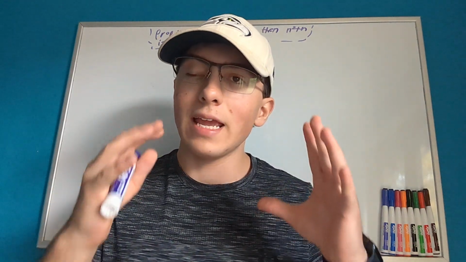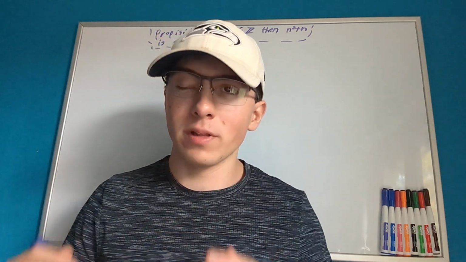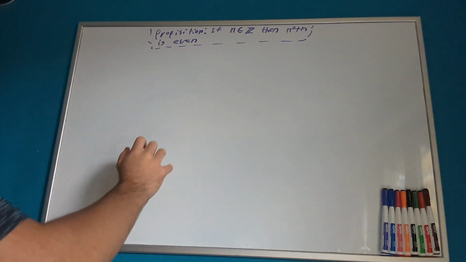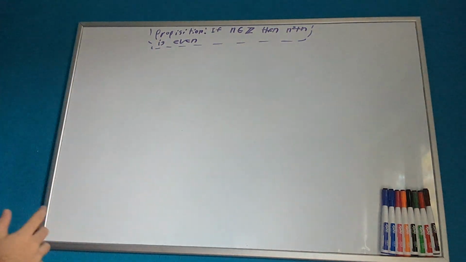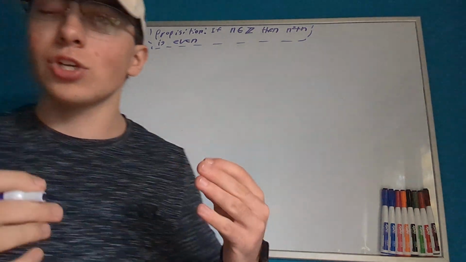Today, I want to talk about how to prove that an expression will always result in an even output when the input is any integer. So here we have our proposition. If n is inside the integers, then n squared plus n is even. Okay? So how do we go about showing this?